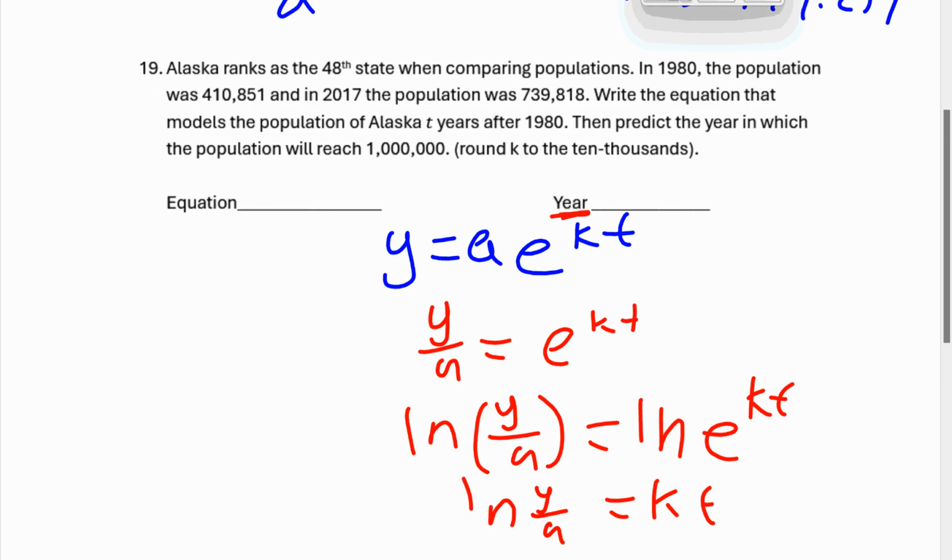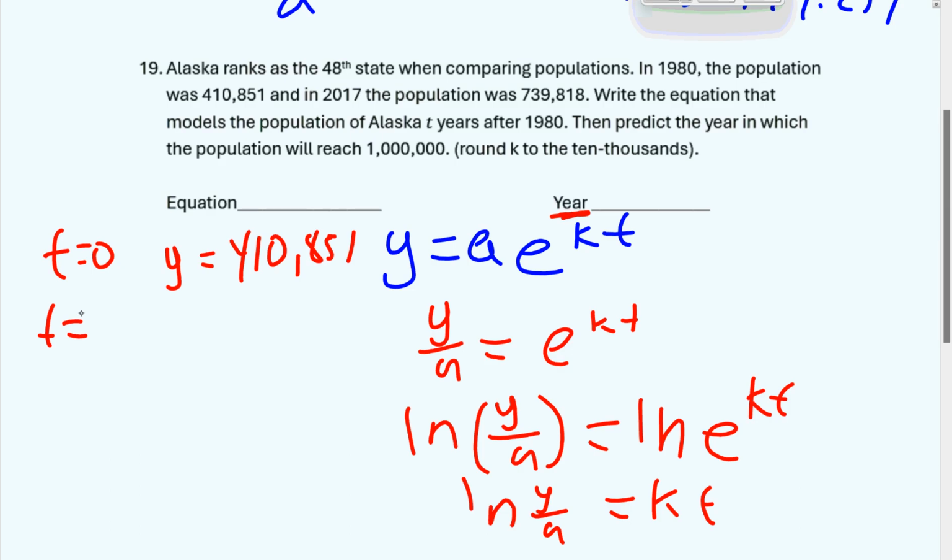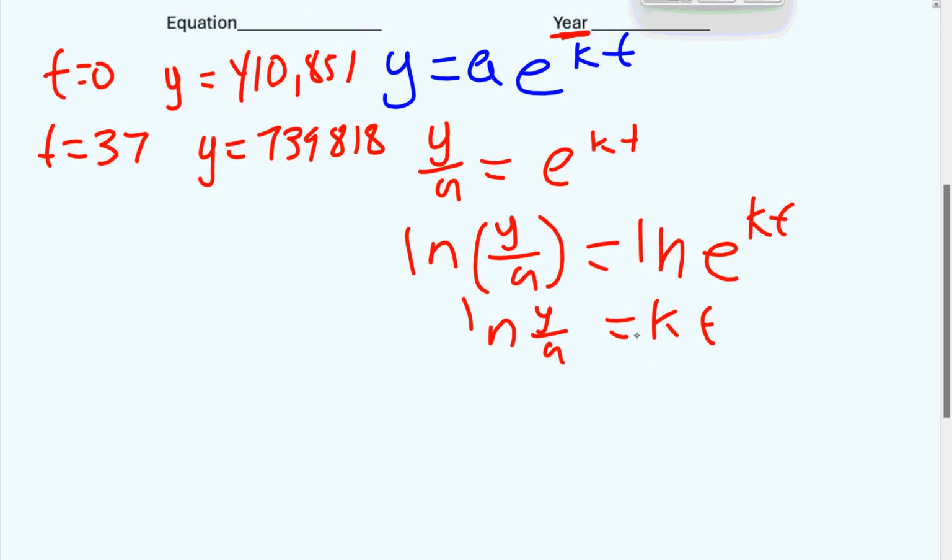Okay, in 1980, that'd be year 0, so our t would be 0, and our y would then be 410,851. And in year 2017, which is 37 years later, our y is now 739,818. I'm going to use those numbers to solve for k. So I know my t is going to be 37. I know my a, which stands for the initial amount, just like our principal did, so that is 410,851.